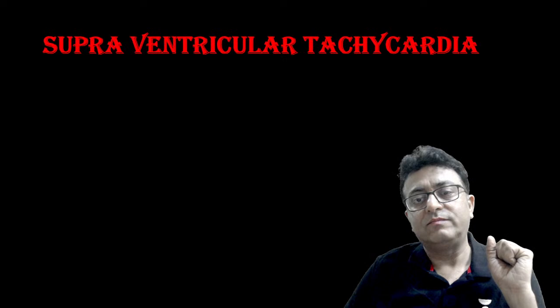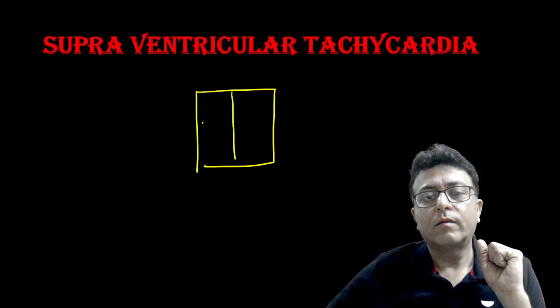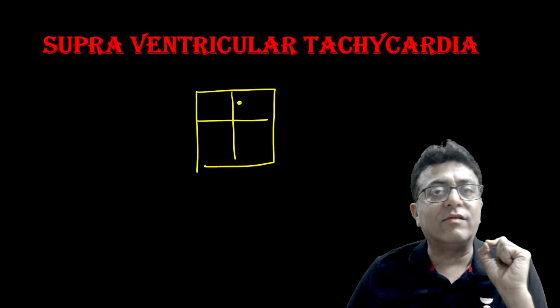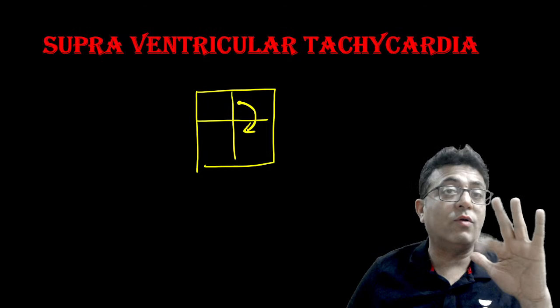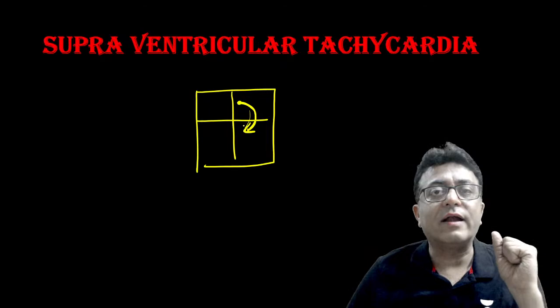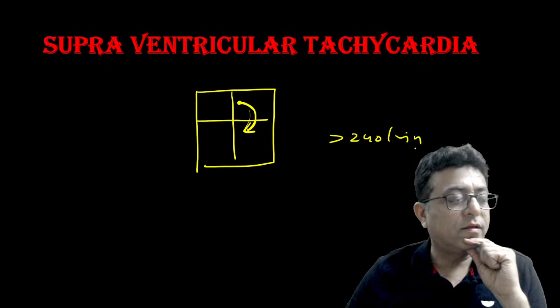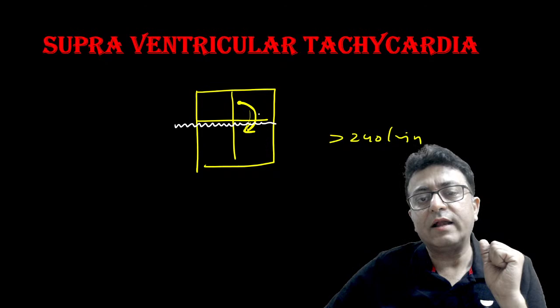Now, supraventricular tachycardia, what happened? This is the heart. This is the pacemaker. An abnormal impulse generated from here reaches the ventricle. If the focus arises supraventricular, then the ventricle starts contracting, and heart rate is more than 240 per minute. So our first aim is to give a drug which leads to AV block, so that the impulse will not go from atria to ventricle.